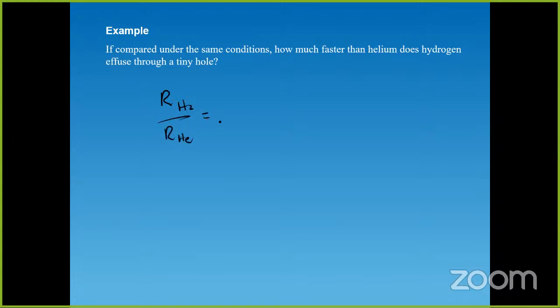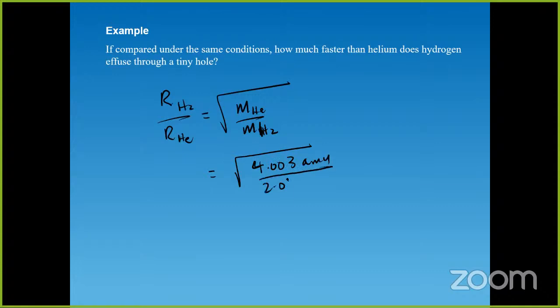Now, based on Graham's law, that would be equal to the square root of the molar mass of helium divided by the molar mass of hydrogen, all right? So all we have to do is go to the periodic table and look at the molar mass of helium, which is 4.003. So we're going to put up top here 4.003 AMU divided by the molar mass of hydrogen, which would be 2.016 AMU. So that's the square root.